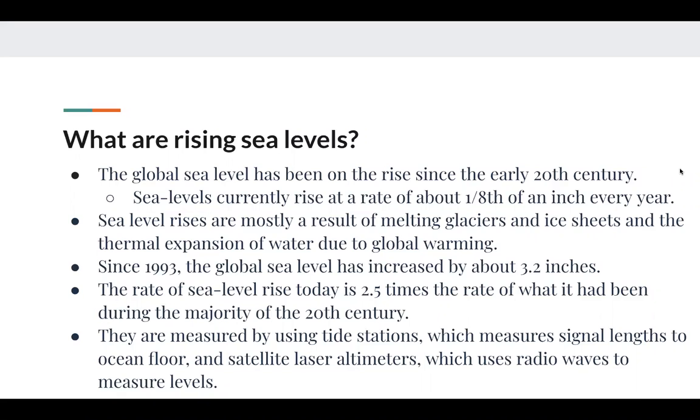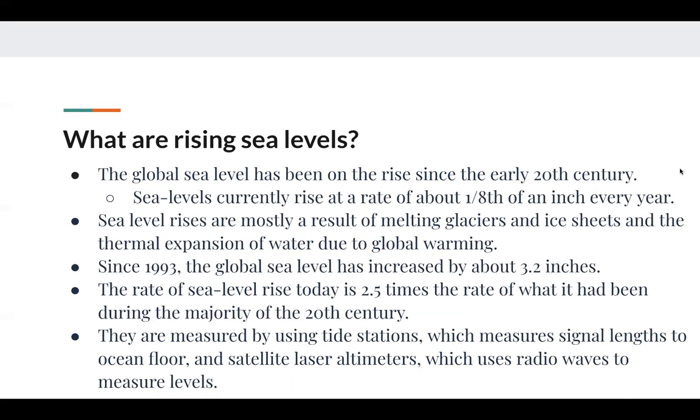So since 1993, the global sea level has increased by about 3.2 inches. The rate of sea level rise today is 2.5 times the rate of what it had been during the majority of the 20th century. But that's kind of scary to think about, because 2.5 is a lot. And it also means that this is a much more serious problem that we need to address today than we did back then. So we definitely need to take some action.